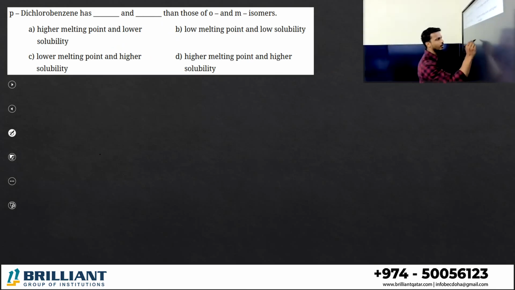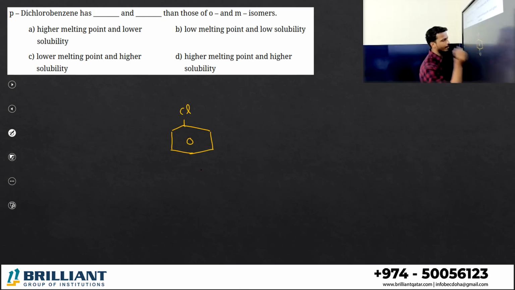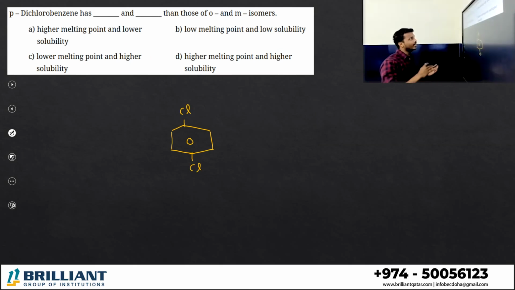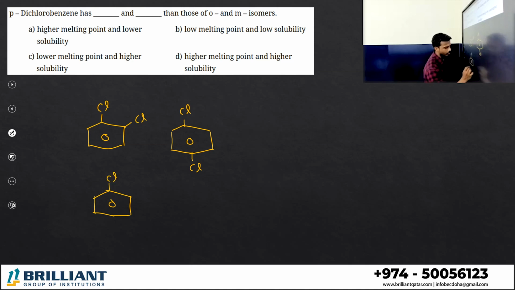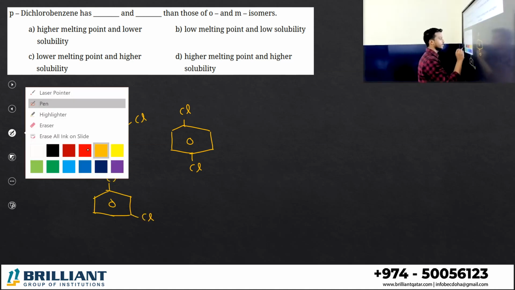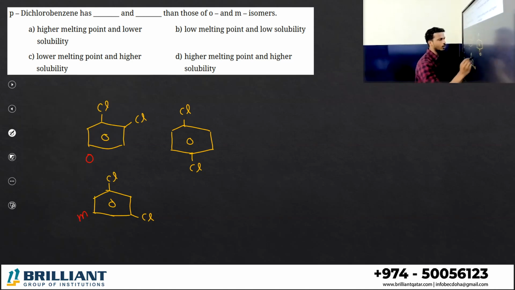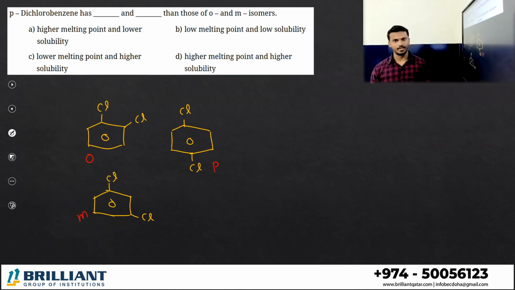Para-dichlorobenzene. What is para-dichlorobenzene? This one, right? Para-dichlorobenzene has dash and dash than those of the ortho and meta isomer. What is the ortho isomer? Dichloro means chlorine, chlorine nearby. This is ortho. Which is meta? Meta means like this. This is meta dichloro. This is para dichlorobenzene.